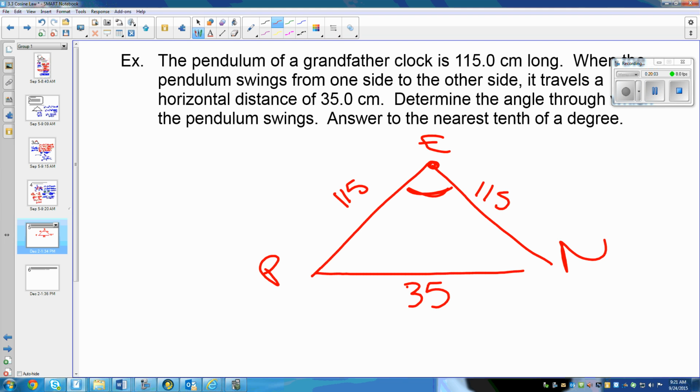35. So I'll go 35 squared equals 115 squared plus 115 squared minus 2 times 115 times 115 cos of E. Okay? Now, someone says, can we just do this? You probably could, because it's going to be straight horizontal in this case because it's an isosceles one. So you could use this, but you have no other angles. So probably cosine law is the easiest, quickest way to do this. Okay?